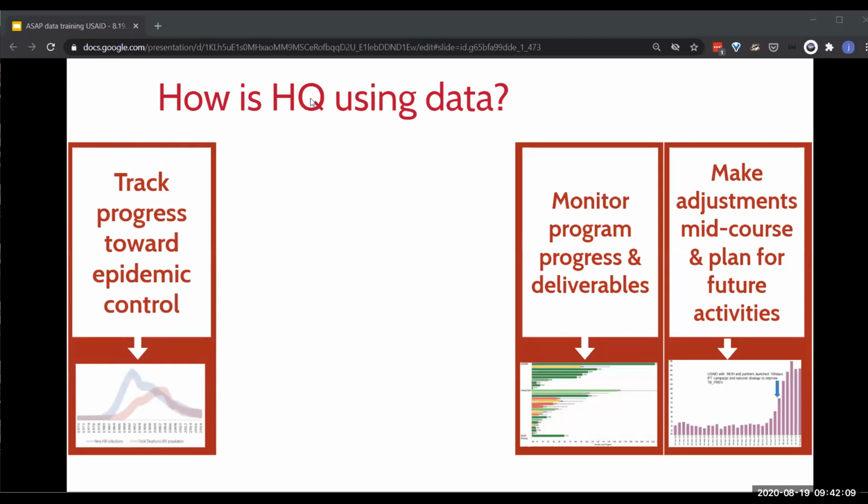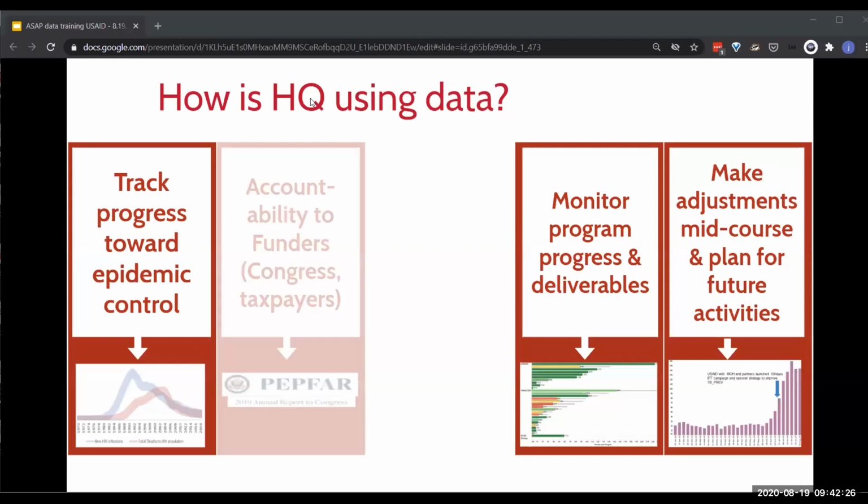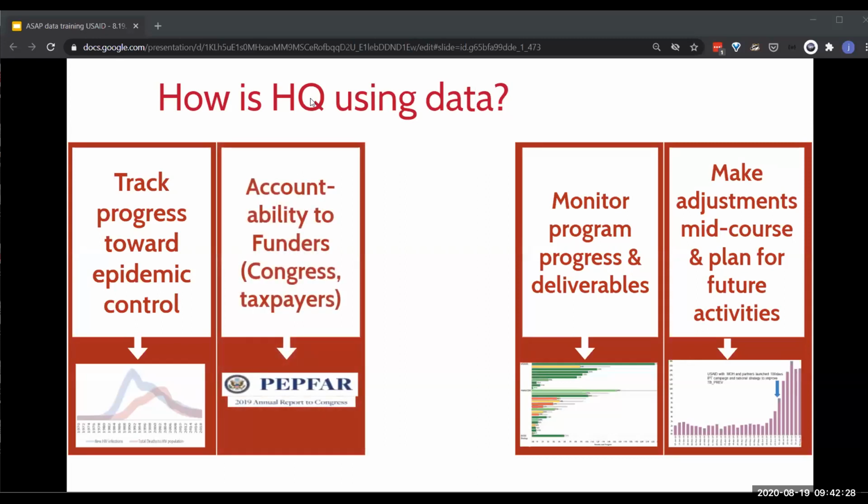So we do that to track progress towards epidemic control, because if we meet our targets, we will achieve epidemic control, because the targets are based on the epi data. So the point of tracking these results is to see how we're doing towards epidemic control. We have accountability to Congress. PEPFAR is under a lot of scrutiny at the political level because it is such a large program with so much money. We have a lot of attention from the political leadership in the United States.